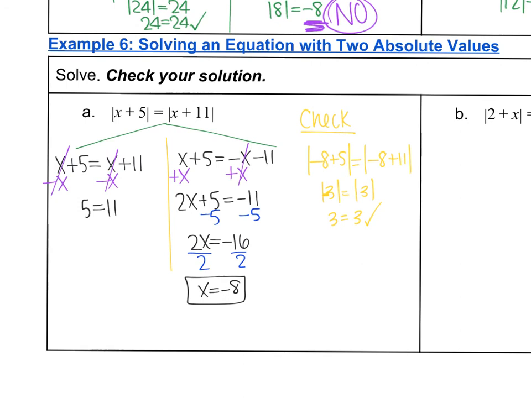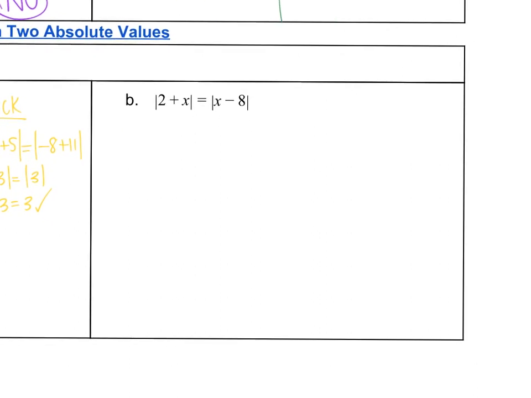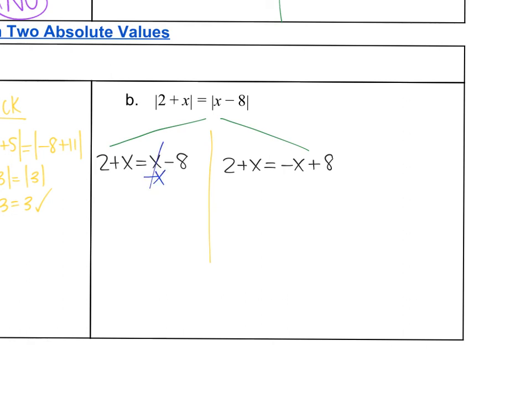Let's try the last example here. Again, I'll make my two equations. On the left side, I'll have 2 plus x equals x minus 8. On the right side, I'll have 2 plus x equals, switch both signs, -x plus 8. Don't forget to switch both signs. That's a key part here. And I'll solve this, and actually the same thing's going to happen. I'll subtract the x from both sides, and it'll cancel on both sides. So I'll end up with 2 equals -8. Well, that's not true, so let's move on to the next one.